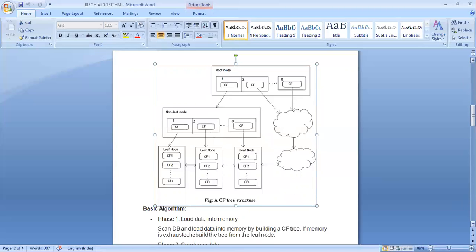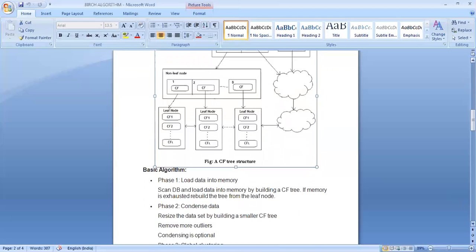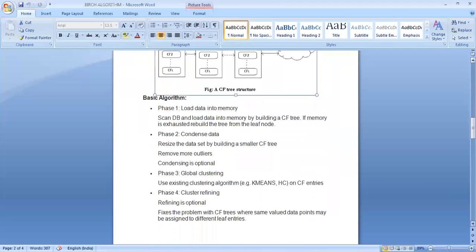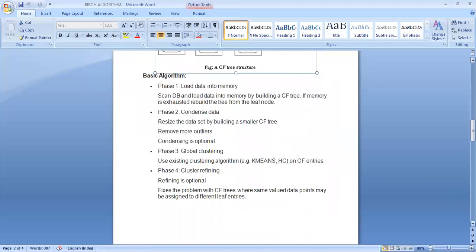Okay. Now I'm going to tell you about the steps that are required to design a CF tree. The basic algorithm has four phases. The first and third phases are compulsory, but the second and fourth phases are optional.